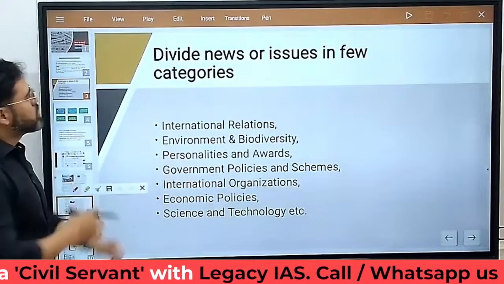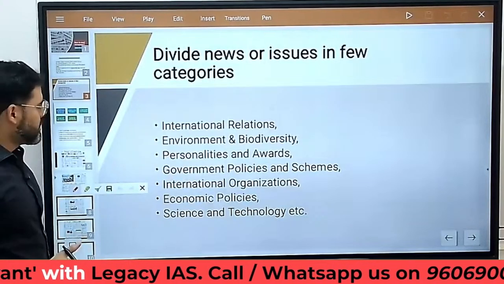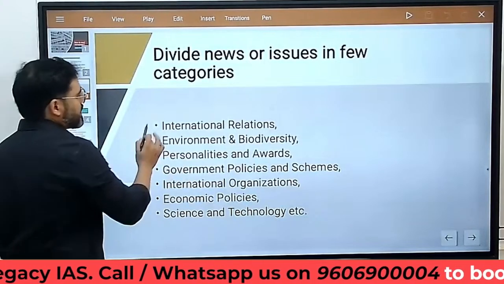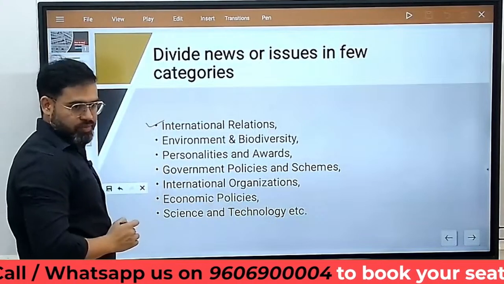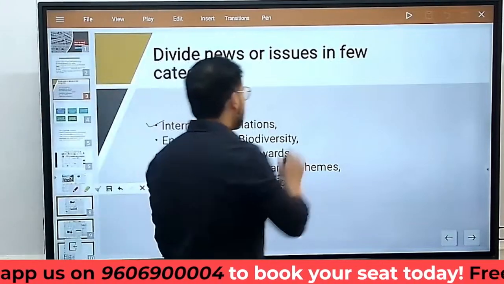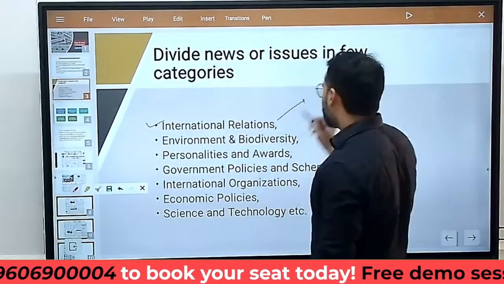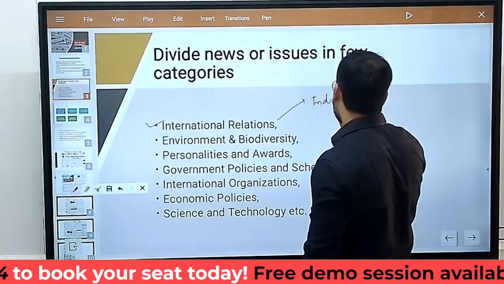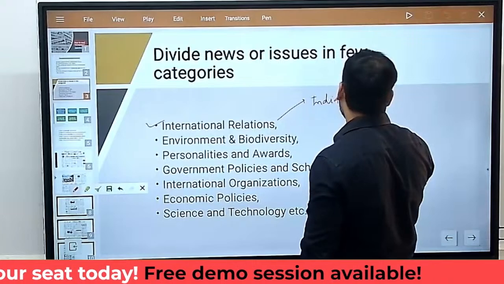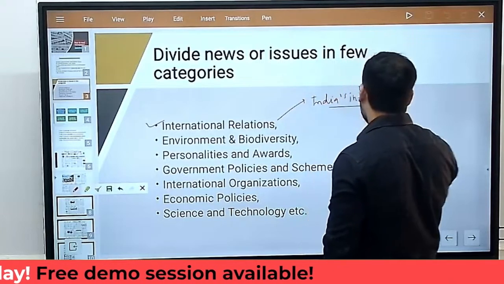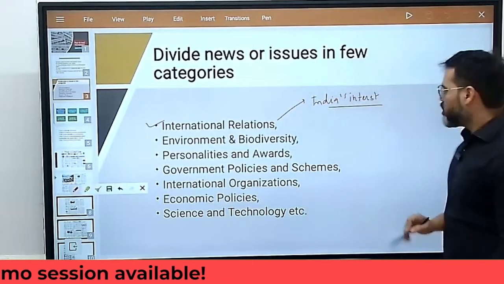To divide the issues into a few categories. The first category will be international relations. International relations basically are going to focus on which area? Wherever India's interest is involved. India's interest, in which form will you get it?